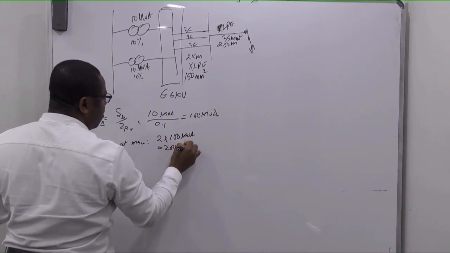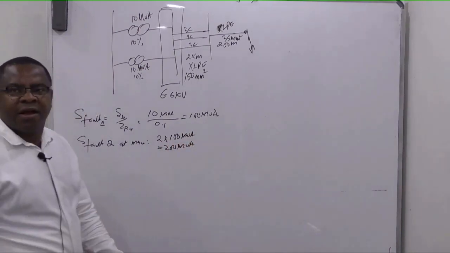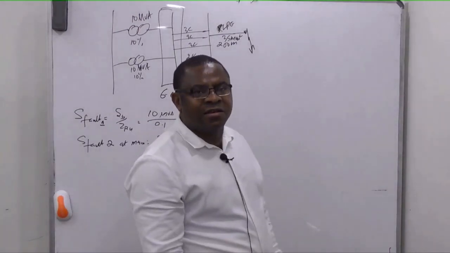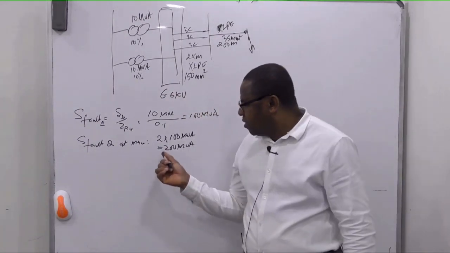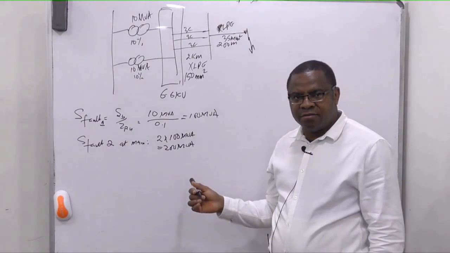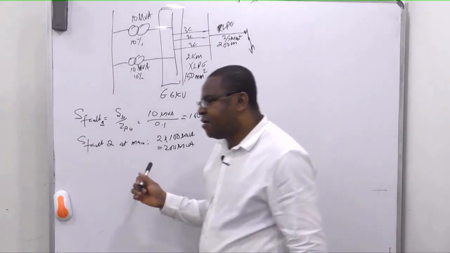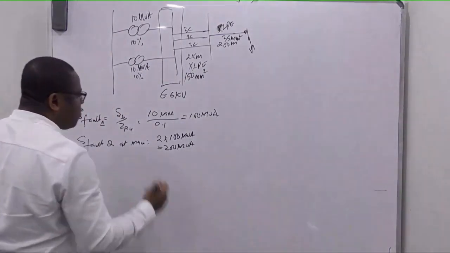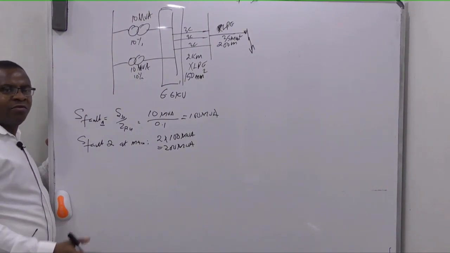So if they say we must determine the rating, it means we need a board that is rated more than 200 MVA. Okay? The nearest one is 250, so we can use a 250 MVA board.